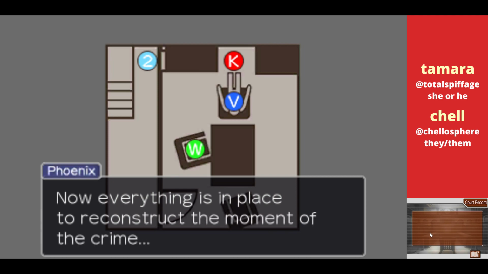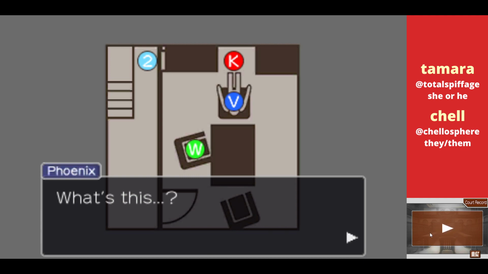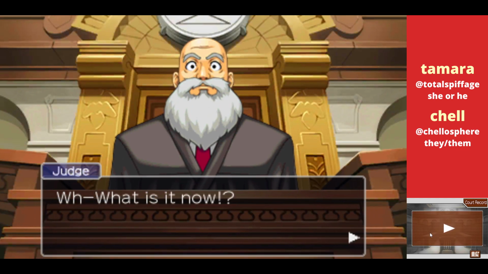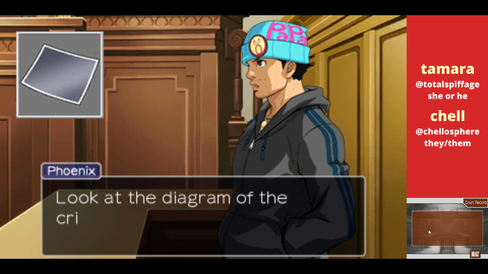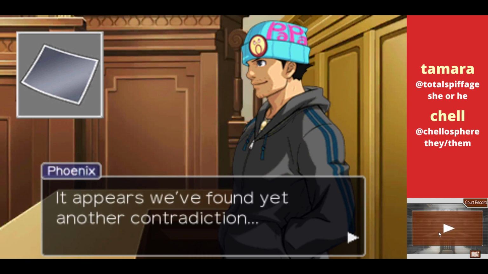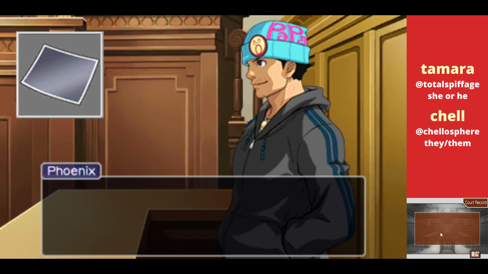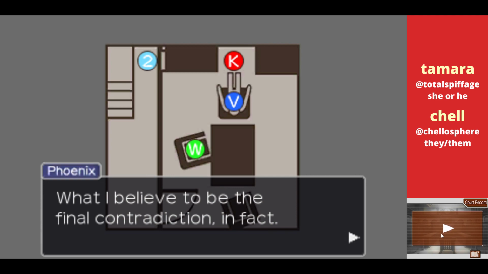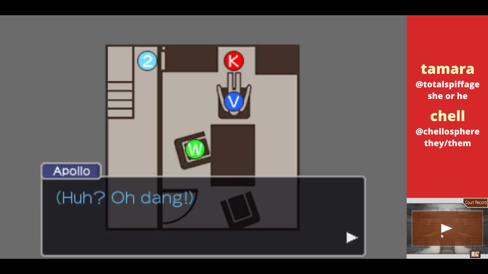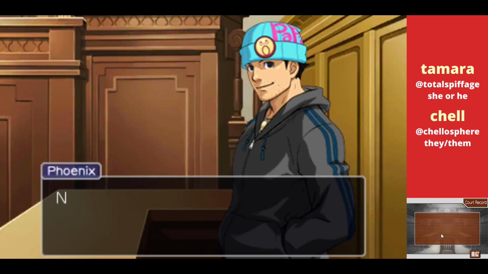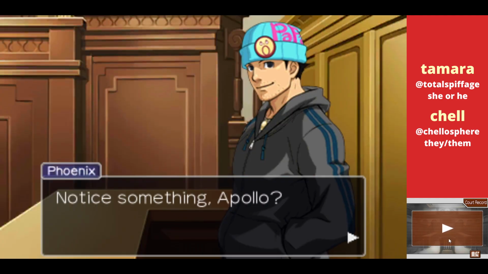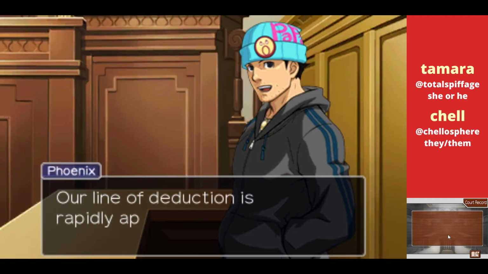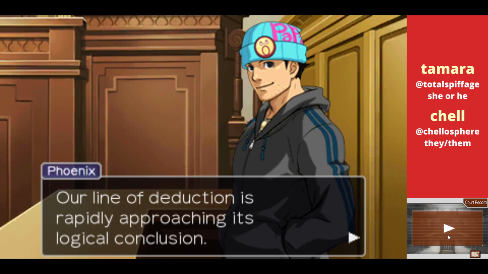Now everything is in place to reconstruct the moment of the crime. Oh my! What's this? Look at the diagram of the crime scene once more. It appears we found yet another contradiction. What I believe is to be the final contradiction. In fact. Huh? Oh, dang! Notice something, Apollo? Our line of deduction is rapidly reaching its logical conclusion.